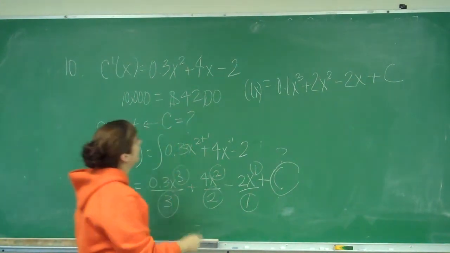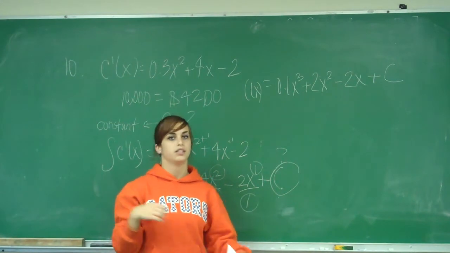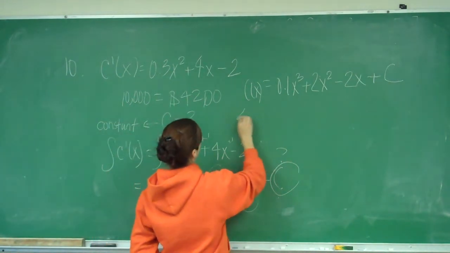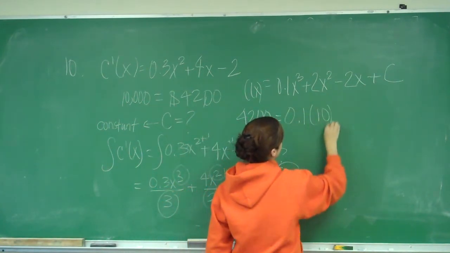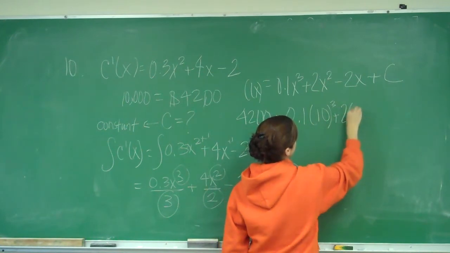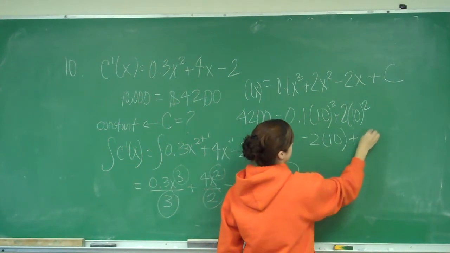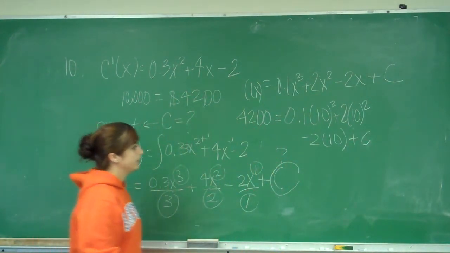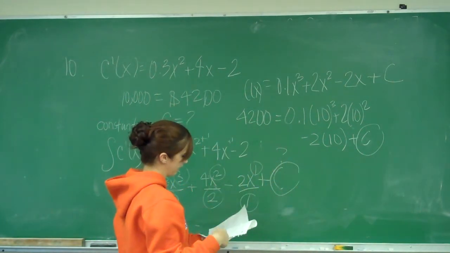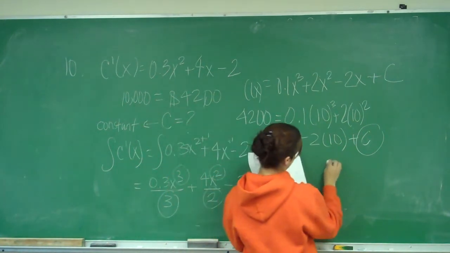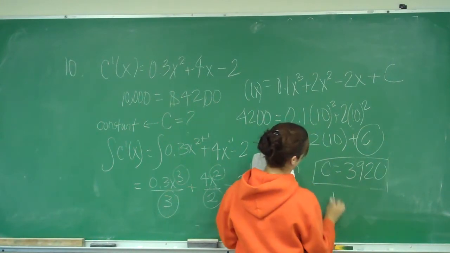And now they say when I have 10,000 that I made 4,200 and the x is in 1,000 units. So I'm just going to plug 10 in. So I'll have 4,200 equals 0.1 times 10 cubed plus 2 times 10 squared, minus 2 times 10 plus C. And now you will solve for C. So these are all numbers, just subtract or add them to the other side, and you'll get that C is 3920. Okay? That's B.